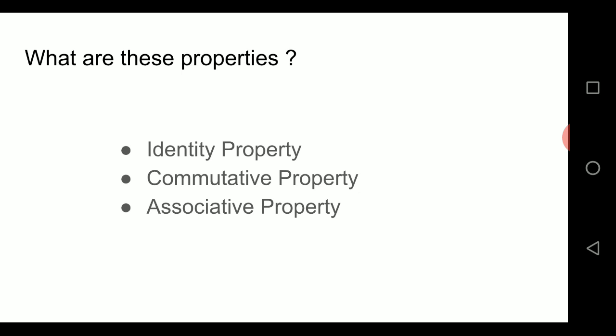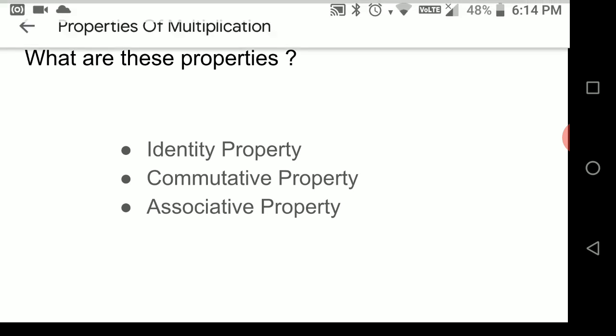Here we have identity property, and then the second property is a commutative property, and the third property is associative property. And I'm sure you are aware of these when we discussed them in the properties of addition. Okay, they are the same, but here the operator is multiplication, so it will be a little different from the properties of addition. Okay, so let's look at the identity property.